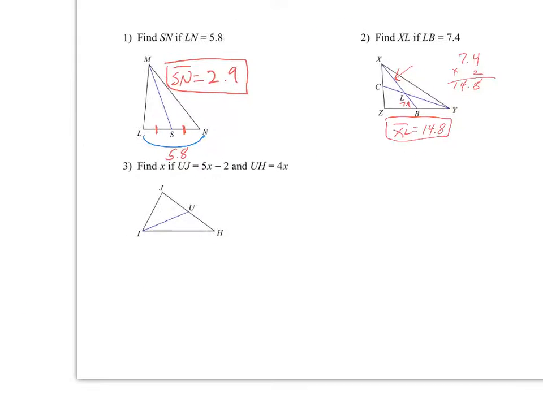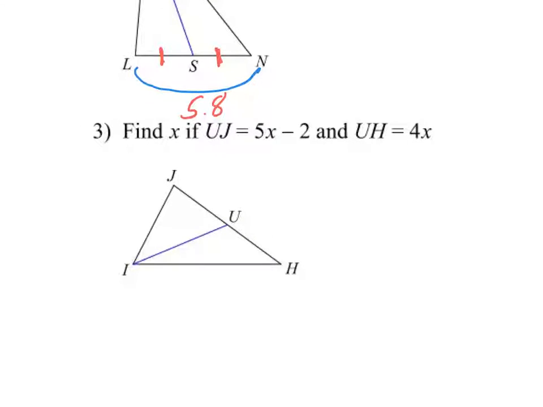And the last one, we have find x if UJ is equal to 5x minus 2 and UH equals 4x. So we're going to have to do a little bit of algebra on this one. We're looking for x, we're not looking for the side length, so that's good. That'll save us a little bit of work. So we have UJ, and I'm going to write these in so I can see where they go. So UJ is this part. It's 5x minus 2. And then UH is 4x. Okay, that's not too bad.